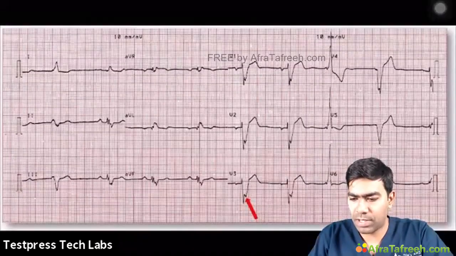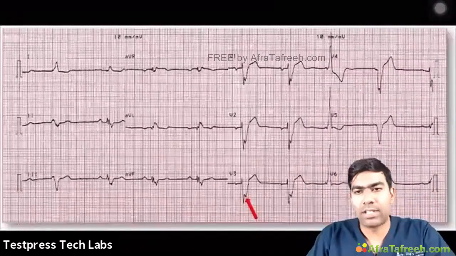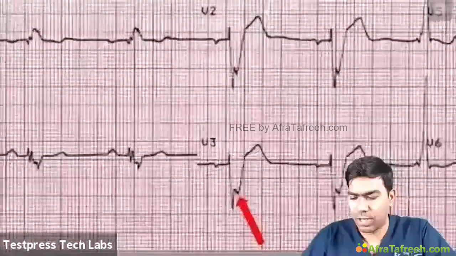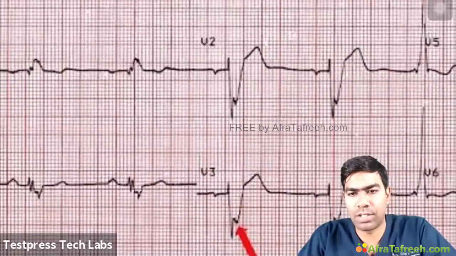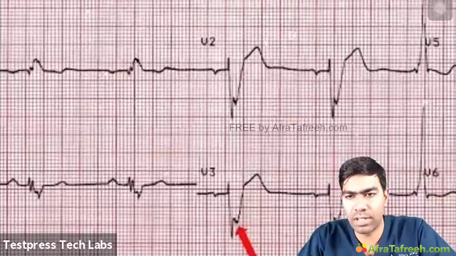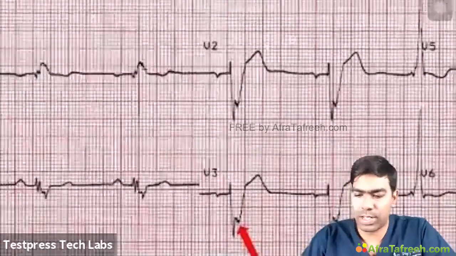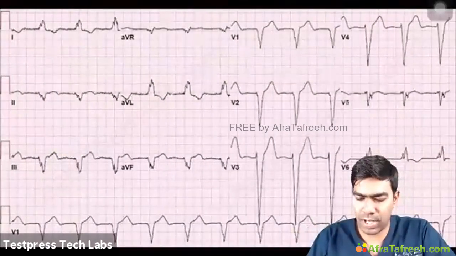So you have Chapman sign and Cabrera sign. This is the notch that is seen. You can see the arrow that is pointing there. That's a notch that you're seeing in the upslope of the S wave. If you have a notch in the upslope of the S wave, this is what we refer to as a Cabrera sign. Then this is a classic example of a Chapman sign.